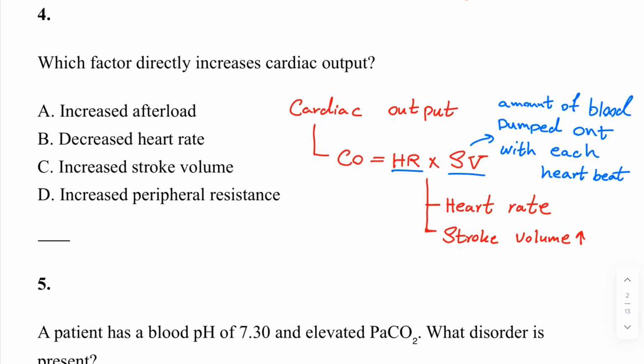So, if stroke volume increases, more blood leaves the heart during every contraction. As a result, total cardiac output increases. This is a direct relationship. Cardiac output increases, SV increases. Therefore, increasing stroke volume directly increases cardiac output. So, option C.